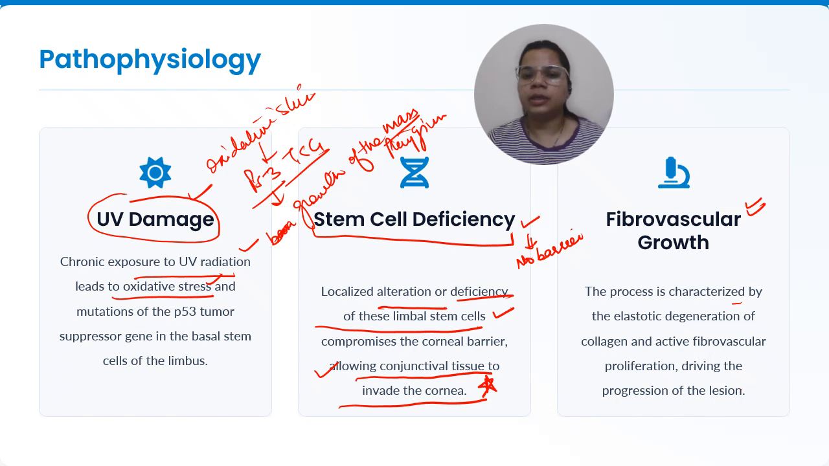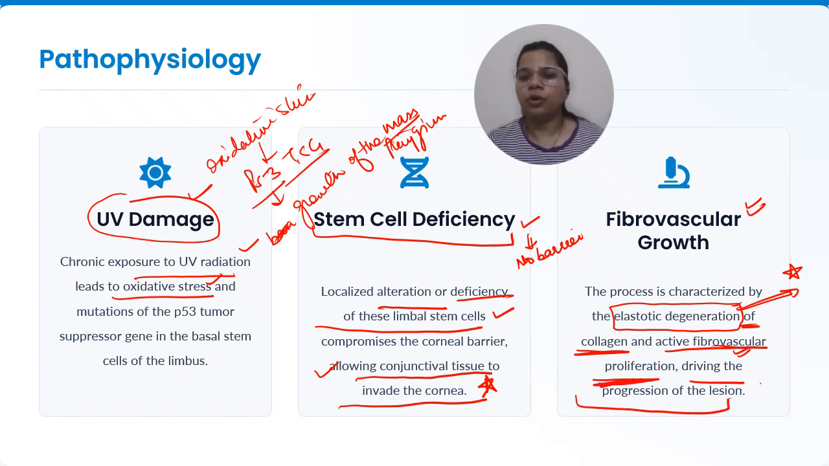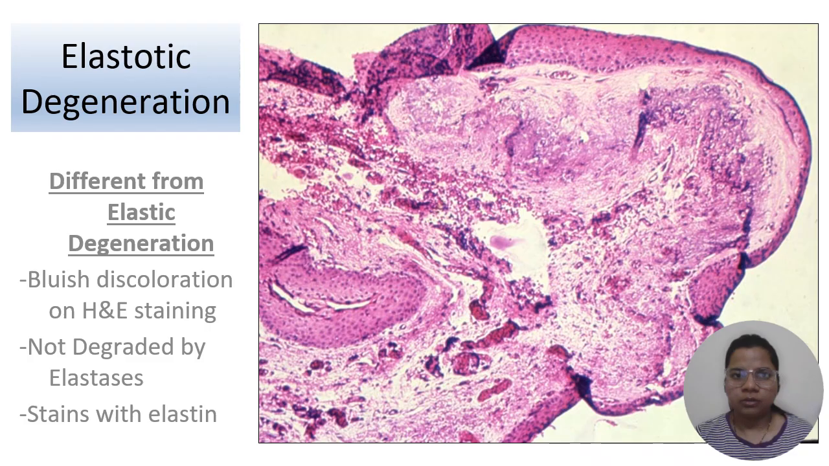So it is basically an elastotic degeneration. What is elastotic degeneration? We'll discuss it in the next slide. There is elastotic degeneration of the collagen and active fibrovascular proliferation, and due to this, there is progression of the lesion. So next, what is elastotic degeneration? Elastotic degeneration is different from elastic degeneration.